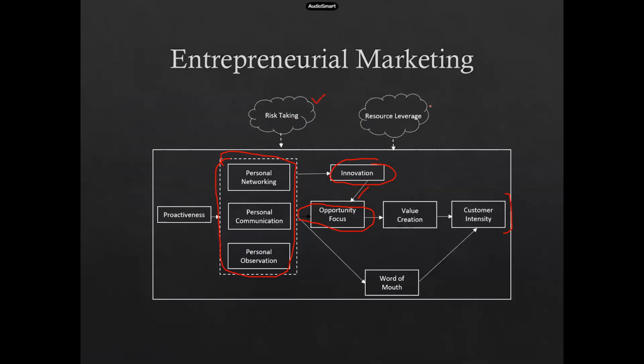As far as the risk propensity and the resource leverage are concerned, they are always there throughout the framework. You must keep on mitigating the risks and also leveraging the resources throughout the process of entrepreneurial marketing, right? And this word of mouth plays a very important role, although it does not tell you what the opportunity is. It does not tell you how to create the value. It does not tell you how to innovate. But personal networking and personal communication, not exactly the observation, but the first two, the networking and the communication, play a very important role in increasing the customer intensity. Well, I hope this whole process is clear to you, and I hope it will be well understood what entrepreneurial marketing is and how you are going to go ahead with your marketing process.